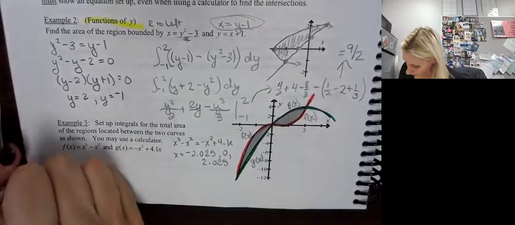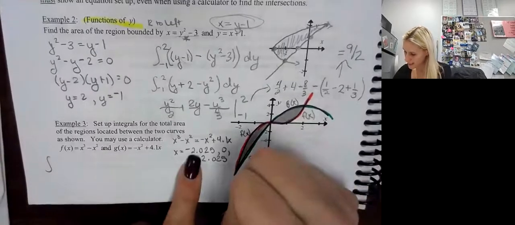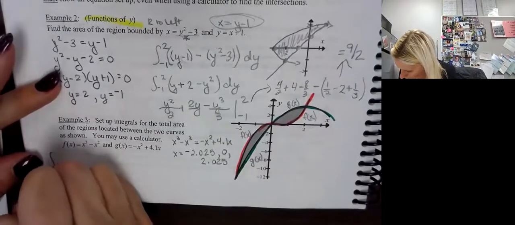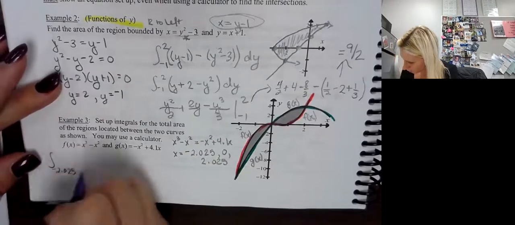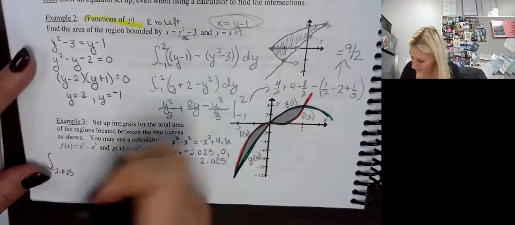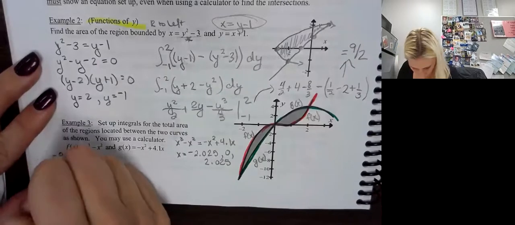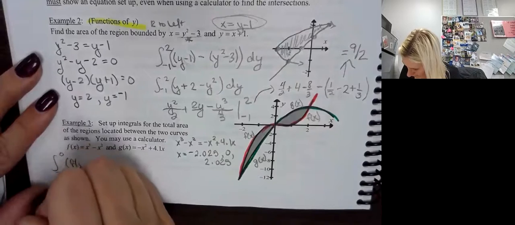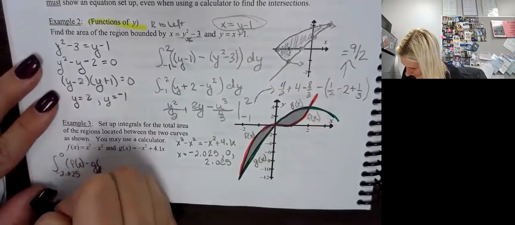So our first one here, remember, this intersects at the -2.025. So we're going to go from -2.025 to where they intersect here again at 0. And in this case, we are going to do our f of x minus our g of x.